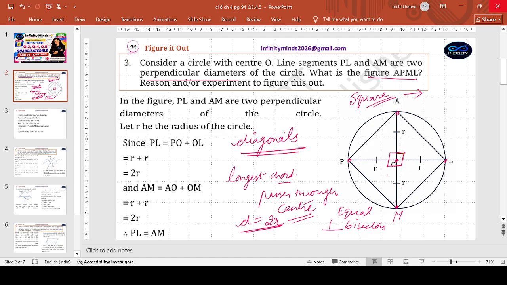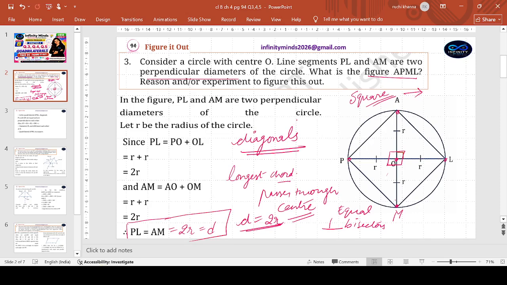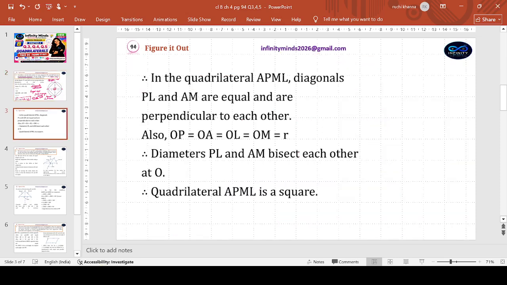Okay, let's go through the answer slide. In the given figure, PL and AM are two perpendicular diameters of the circle. Let R be the radius of the circle. Since PL is equal to R plus R, that is 2R, and so is AM, PL is equal to AM, equal to 2R, the diameter. Yes. Okay. Next, PL and AM are equal.